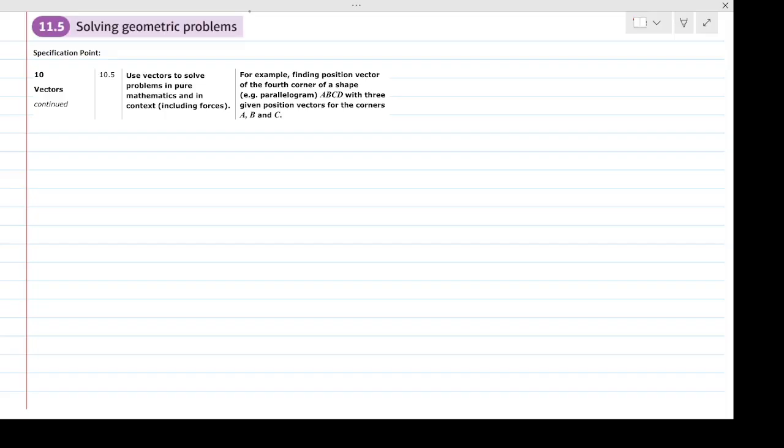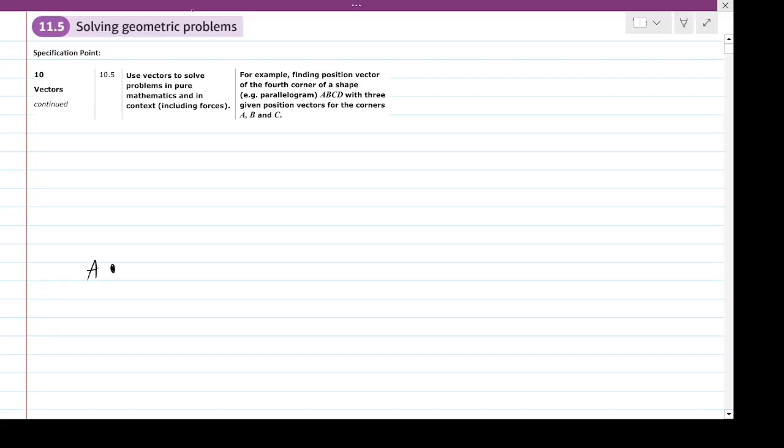So first of all, before we jump into it, I do need to cover one thing that I haven't covered yet, and that is the idea of three points on a straight line. For example, if I had a point A here, and a point B here, and say a point C there, all on a straight line. All three points on a straight line.